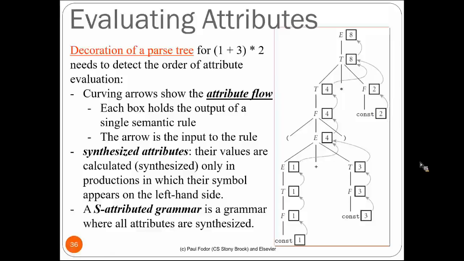As I said in the previous case, all the attributes are synthesized. That means that their values are calculated or synthesized only in the productions in which their symbol appears on the left-hand side. So basically, the left-hand side symbol is based on values of the right-hand side symbols. An S-attributed grammar is a grammar in which all the attributes are synthesized, and this is a case of an S-attributed grammar.